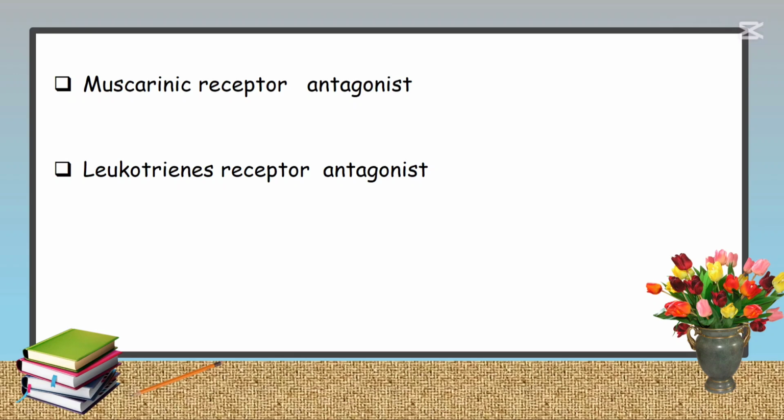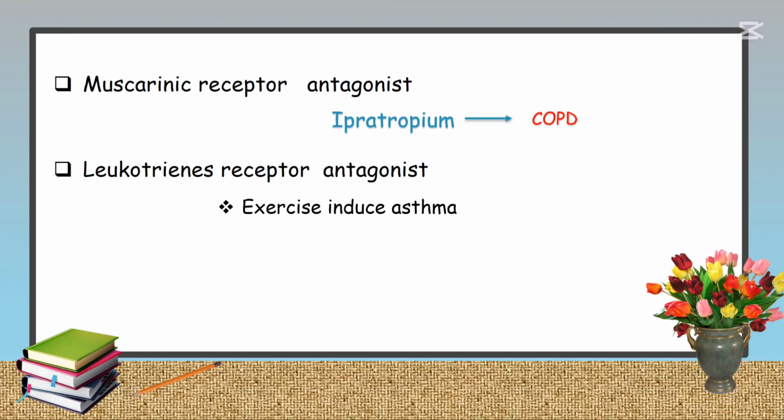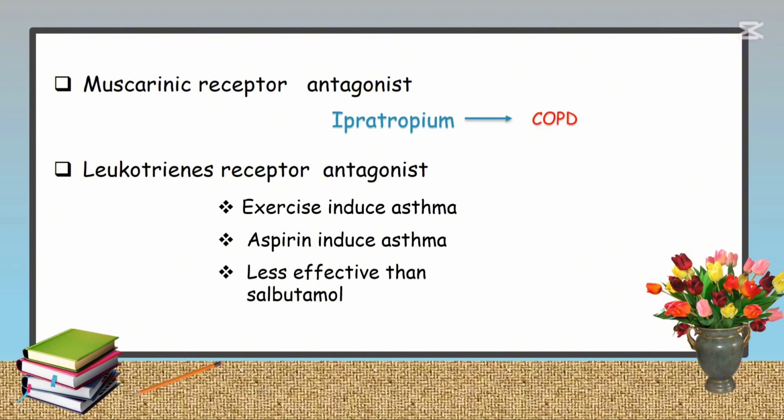The main compound used as a muscarinic receptor antagonist is ipratropium, which is a long-acting drug used in maintenance treatment of COPD. Leukotriene receptor antagonists are used in exercise-induced asthma and aspirin-induced asthma. They are less effective than salbutamol. Montelukast and zafirlukast are some examples.